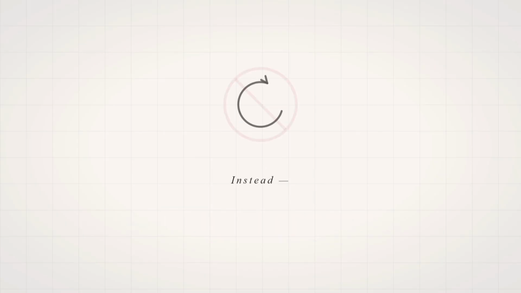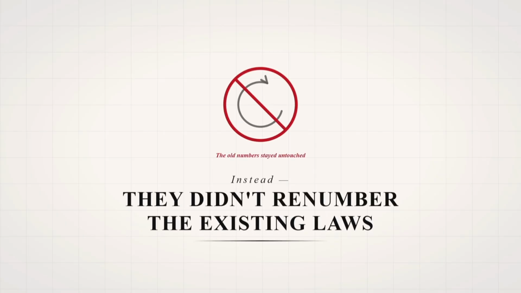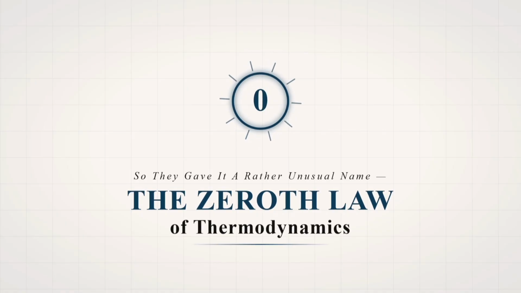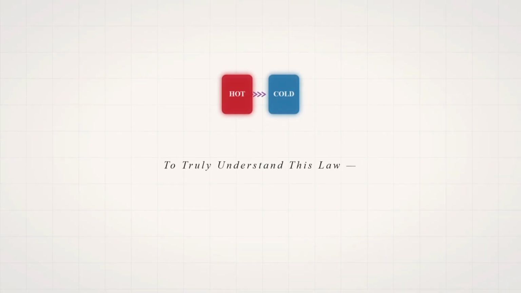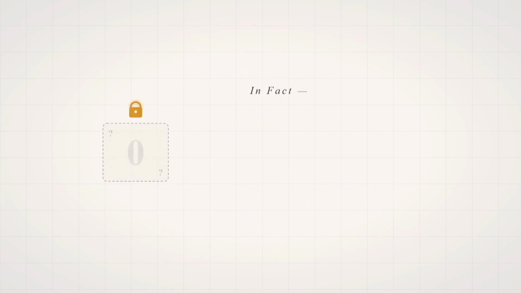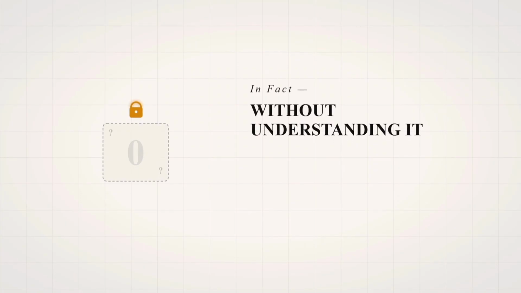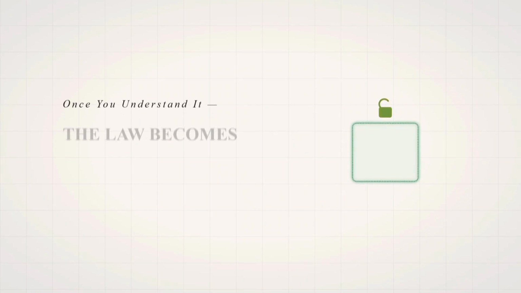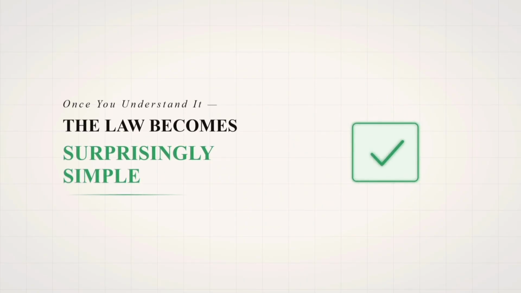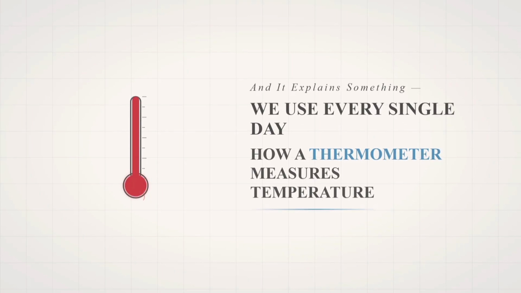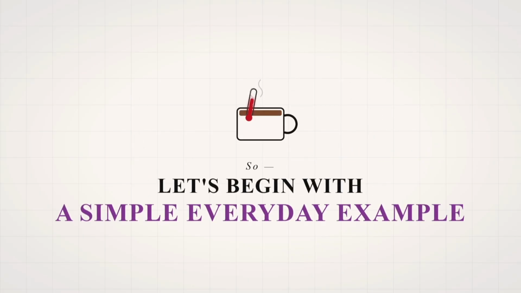Instead of renumbering the existing laws, scientists gave this newly recognized principle a rather unusual name, the Zeroth Law of Thermodynamics. To truly understand this law, we must first explore the concept that forms its foundation, thermal equilibrium. In fact, without understanding thermal equilibrium, the Zeroth Law is nothing more than a statement to memorize. Once you understand it, the law becomes surprisingly simple and explains something we use every single day, how a thermometer measures temperature. So, let's begin with a simple everyday example.